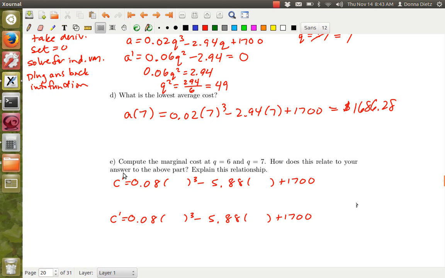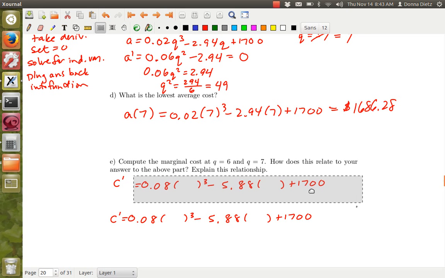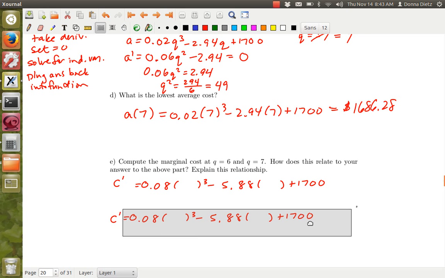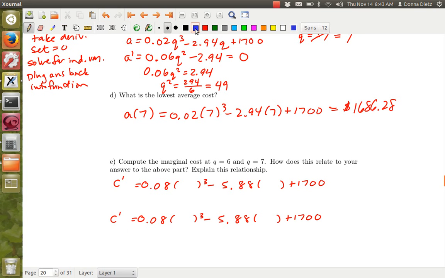And, oh, but we have to calculate it at two different values. Right? So we want to calculate marginal cost at q equals 6 and q equals 7. And then we just crunch these out. And the first one we get 1682. And then we get 1686.28. Aha. See? It should work.